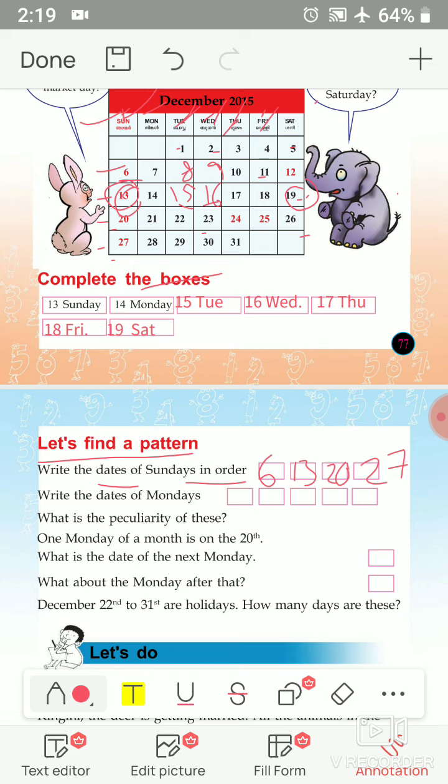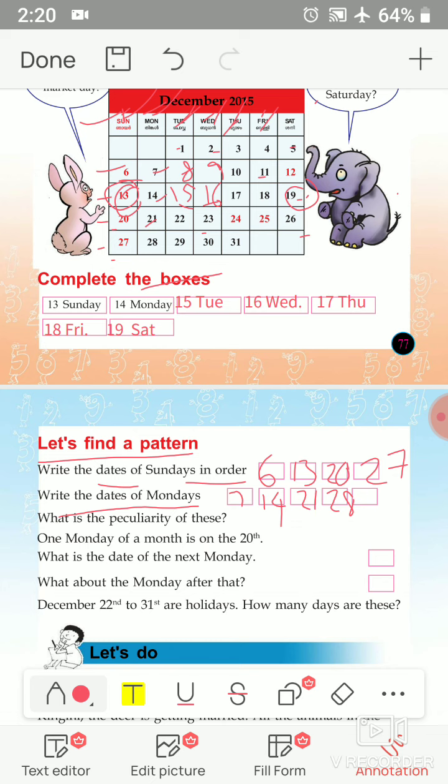Okay. Then next question. Write the dates of Mondays. Then look at this calendar. Yes, Monday. Which is the first Monday? Yes, 7. After 7 come 14, 21, 28. Then write in these boxes in order. First Monday is 7. Then second is 14. Then third is 21. Then the last Monday is 28. Okay. Then all of you write in the boxes like that.